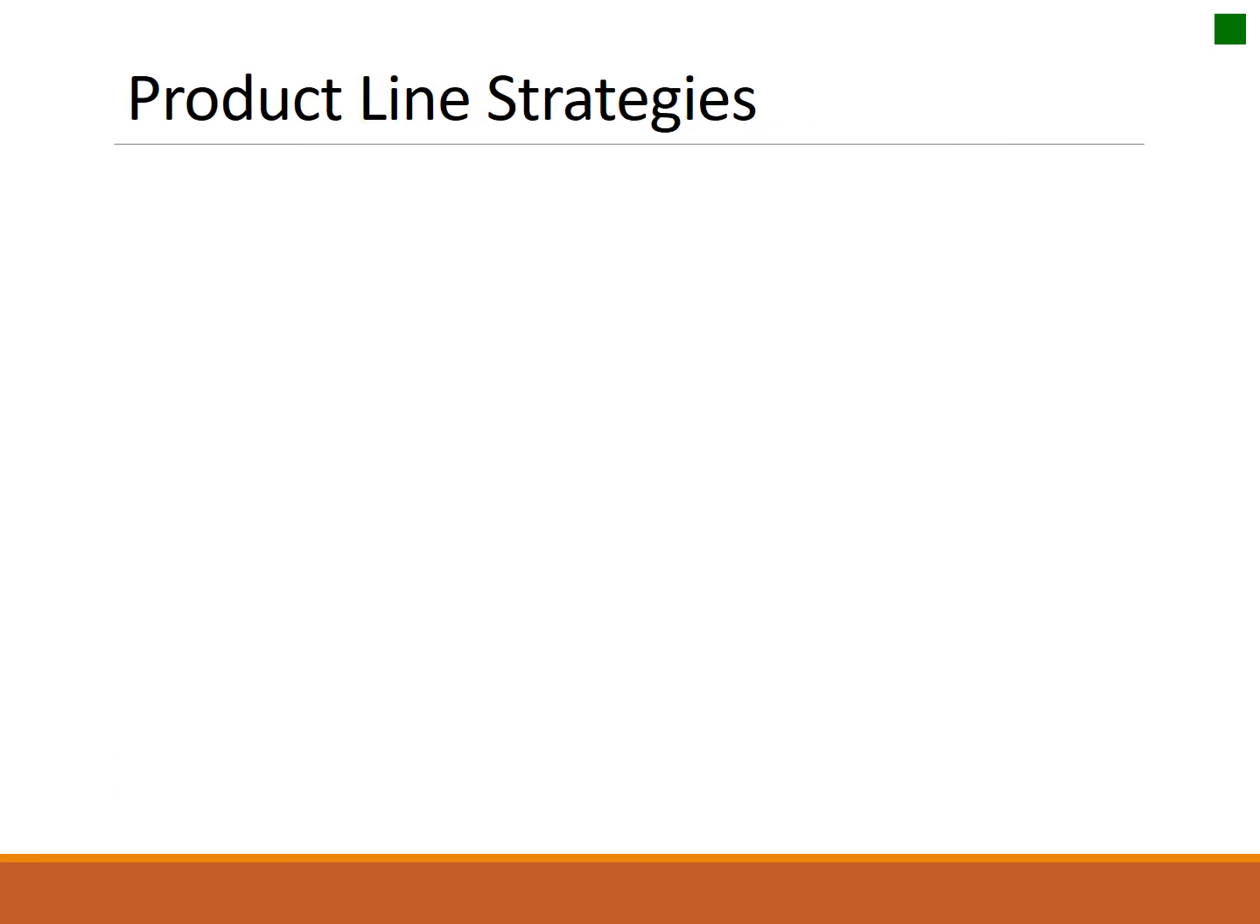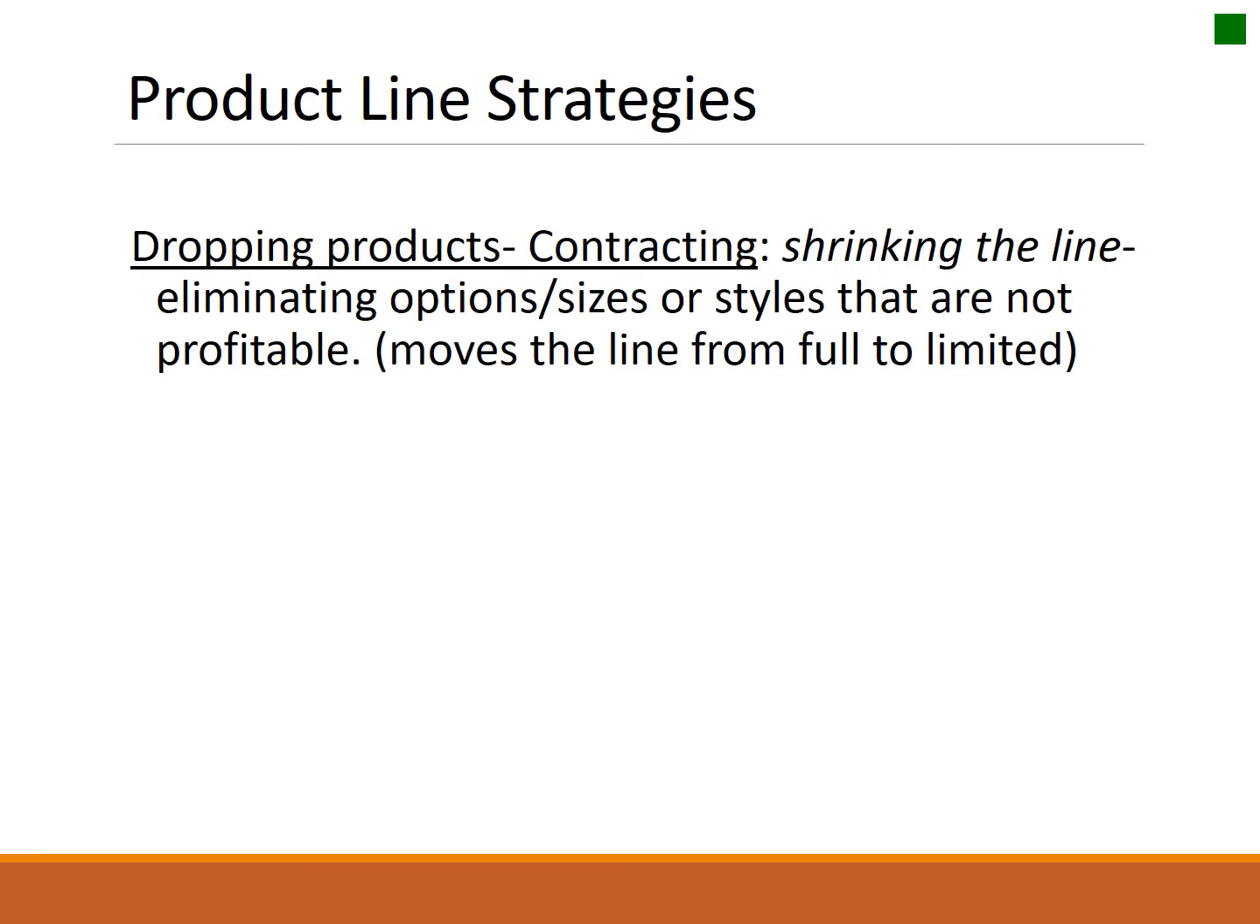One last product line strategy deals with deleting products. It's certainly the case where sometimes you want to thin your product array, and so you drop products that are unprofitable or ones that are taking too many of your resources. So if you're going to go from a full line back down to a limited line, you delete products or you contract. So that would be one more strategy to think about as we're looking at product lines.